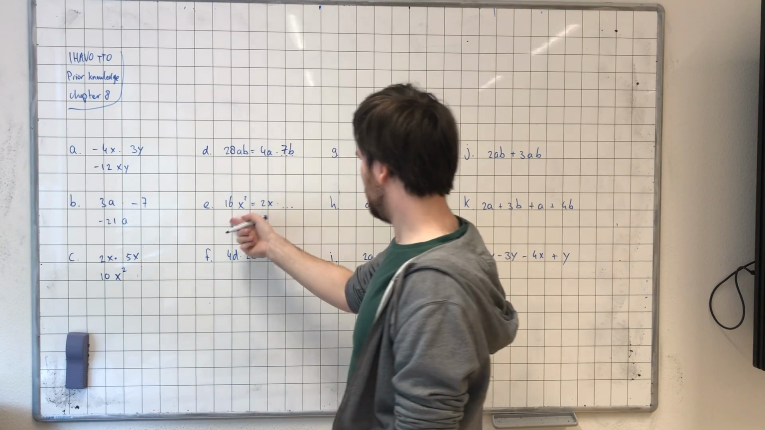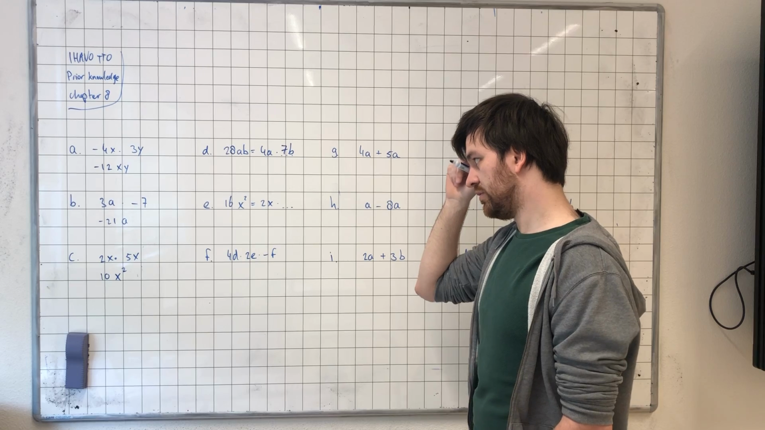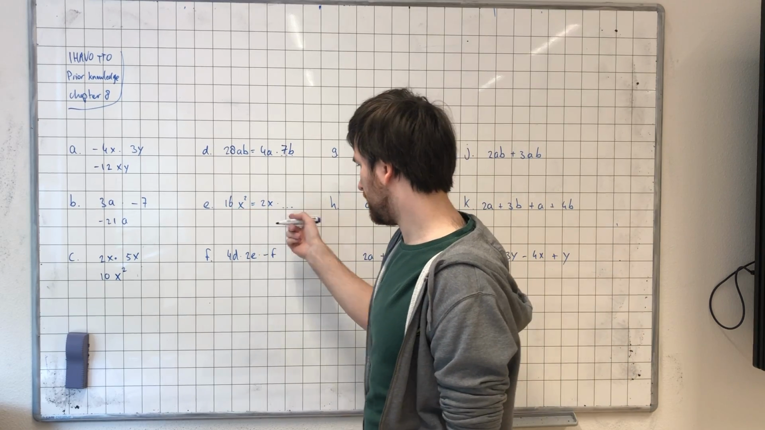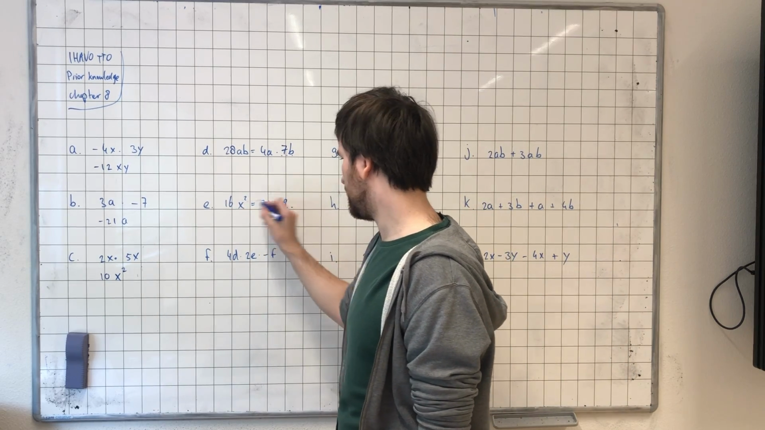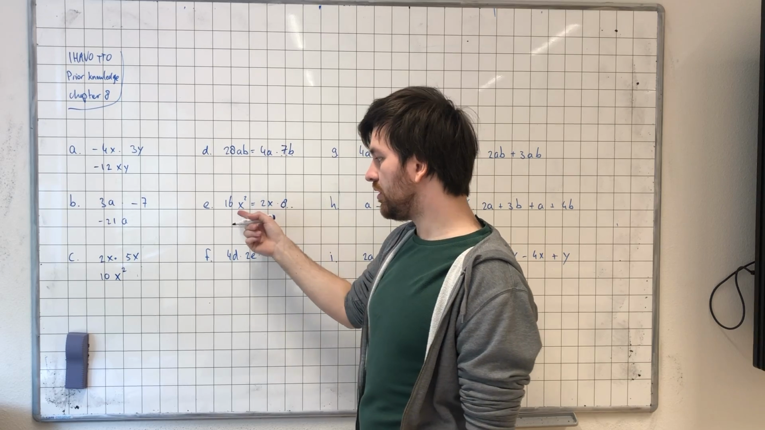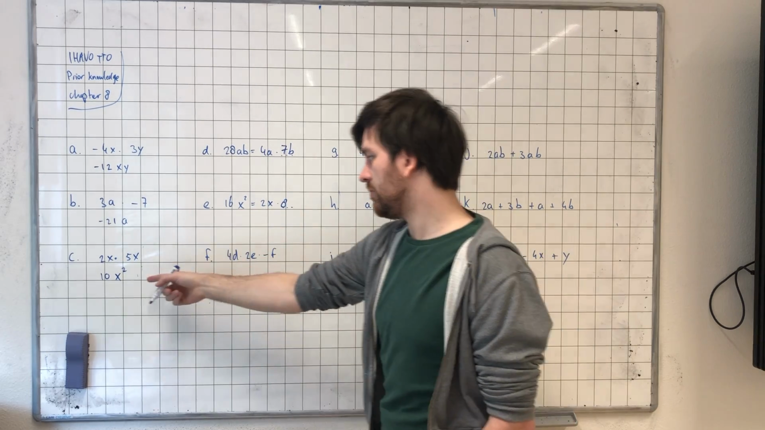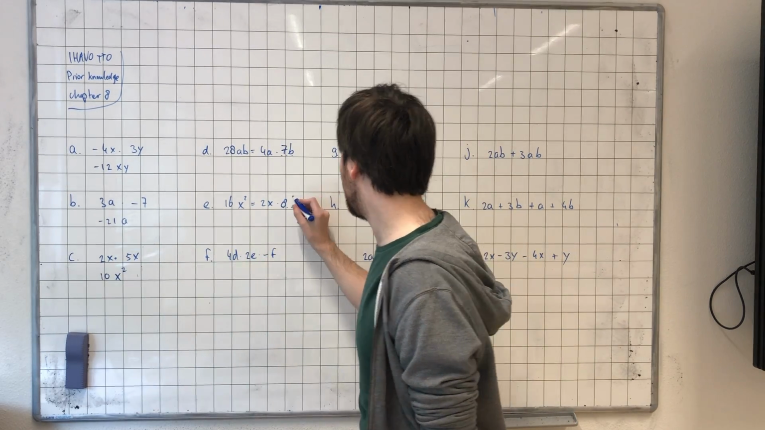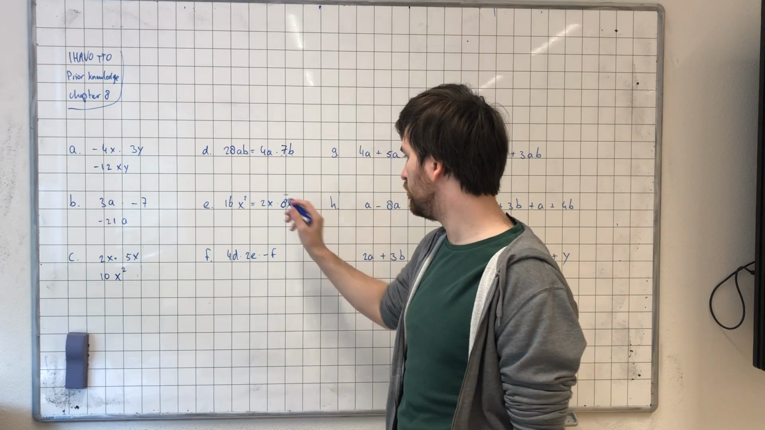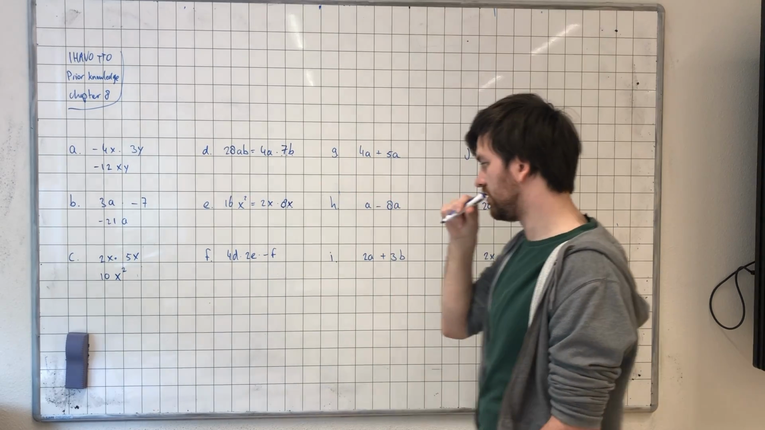For this one, almost the same as we did over there. For the numbers you have 2 times 8, because 2 times 8 is 16. We want to have x squared. Remember, x times x was x squared, so we have to add x as well. So 2x times 8x is 16x squared.